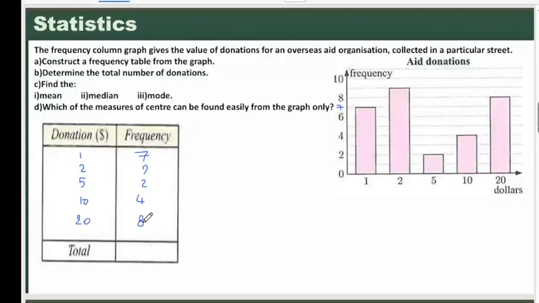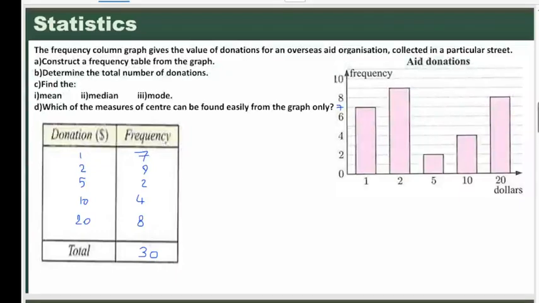In total, how many people or how many times I get donation or money, I have to add them up. 7 plus 9 gives me 16. 16 plus 4 would be 20. And 20 plus 10 would be 30 here. So the total frequency would be 30.